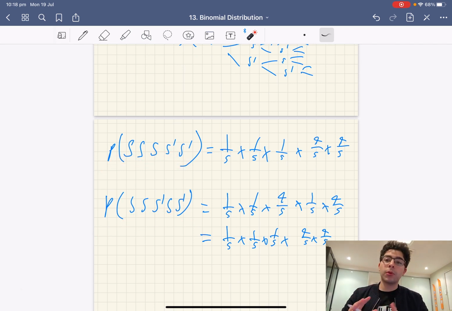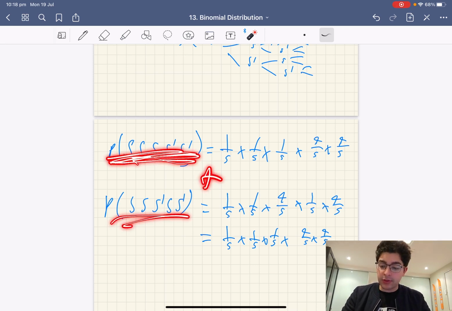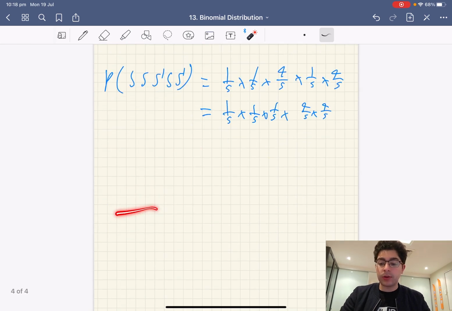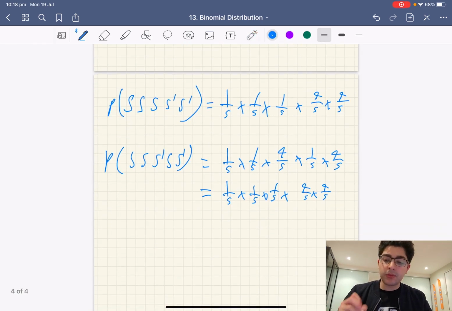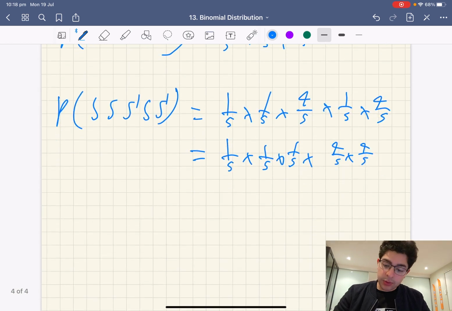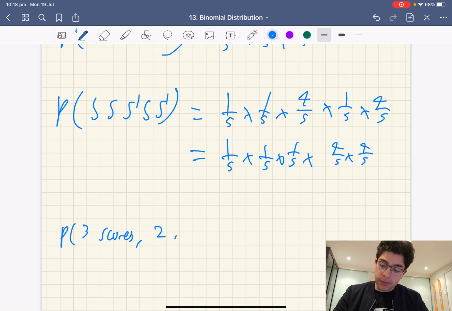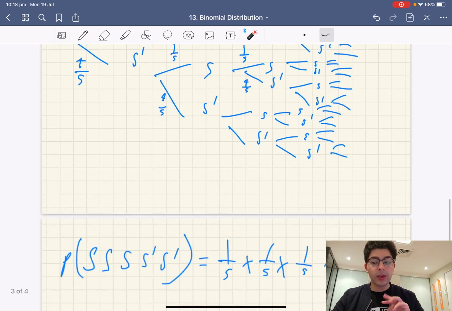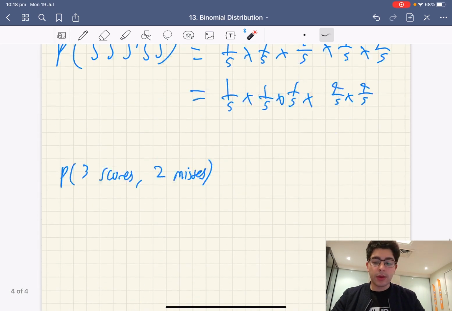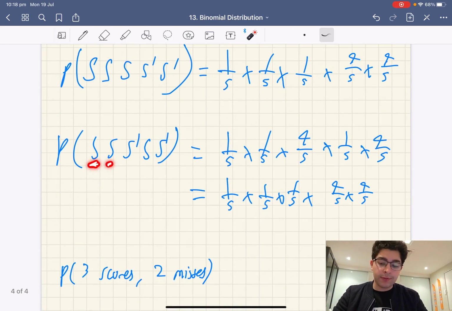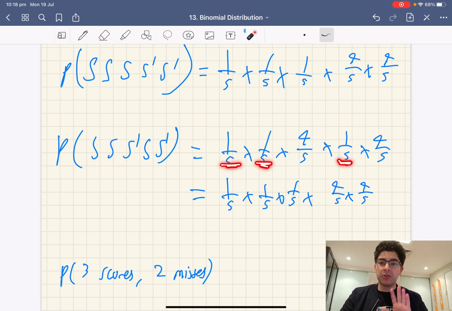So if we wanted the overall probability of scoring 3 goals, we would have to get the probability of this situation, add it to the probability of this situation, plus all the subsequent possibilities. But as you may observe, what ultimately happens is it's the probability of 3 scores and 2 misses, because there are 5 attempts. If I said what's the probability of 3 scoring, that means I have to miss 2. Now we know the probability of any single score is 1/5, and we are multiplying that by the amount of times that we score.